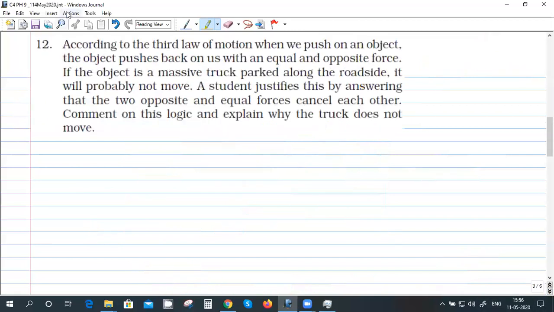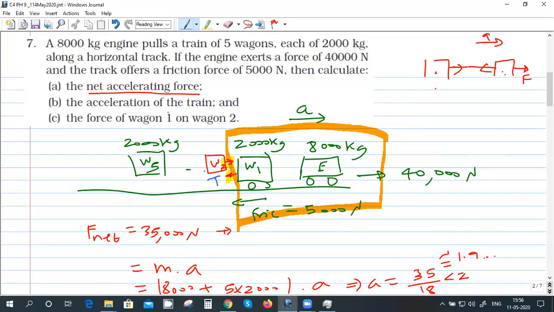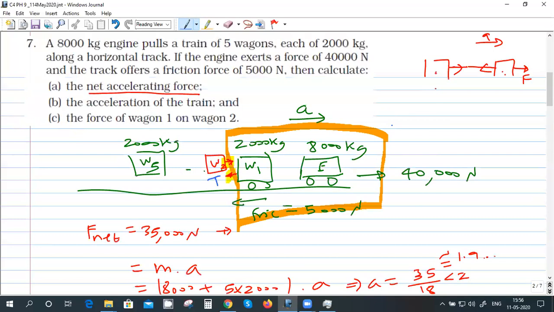So now we have to write that equation. So 40,000 minus T minus friction force equal to mass, that is the mass of the engine plus W1, into a. And what is the friction force? 5,000 newtons. 5,000 is for the entire train, right? 5,000 is for the entire train.